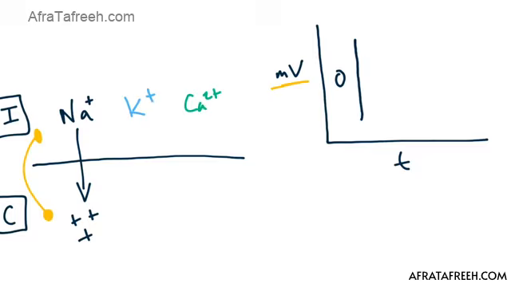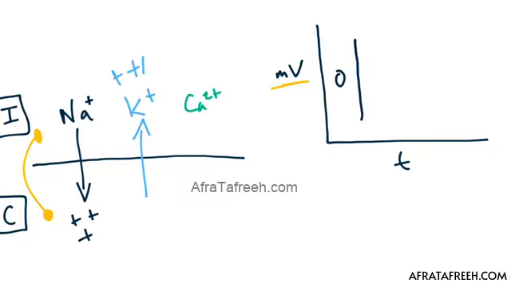As the voltage within the cell becomes more positive, the voltage-sensitive potassium channels are opened, so potassium begins to leave the cell. Because positive charges are leaving the cell, the voltage starts to become more negative. This is called phase 1, or initial repolarization.